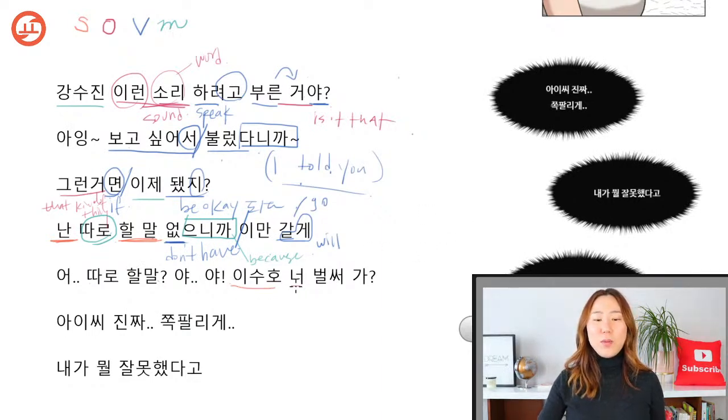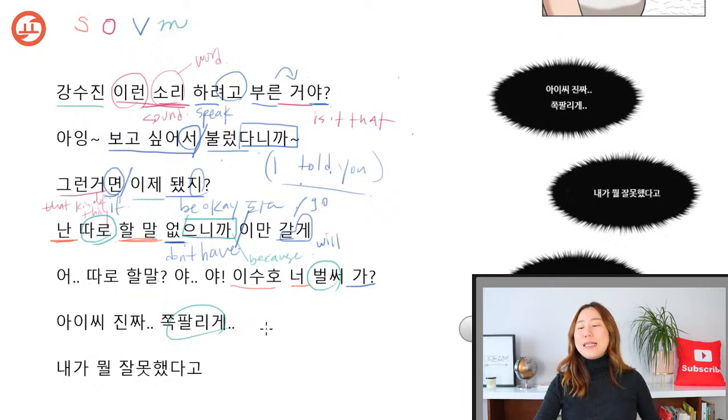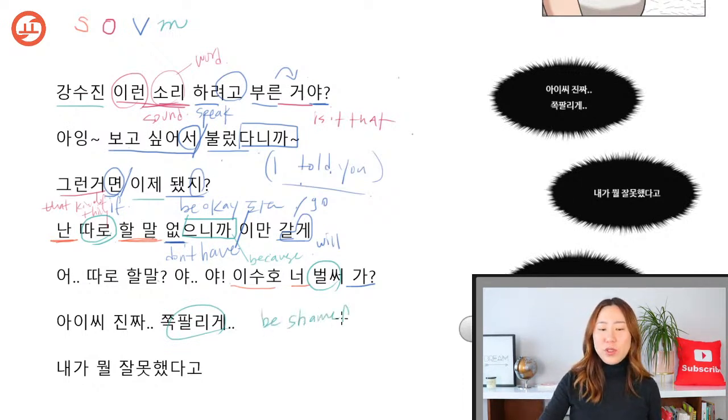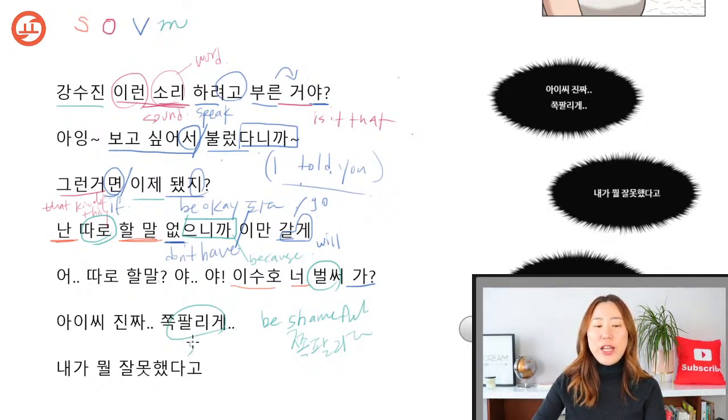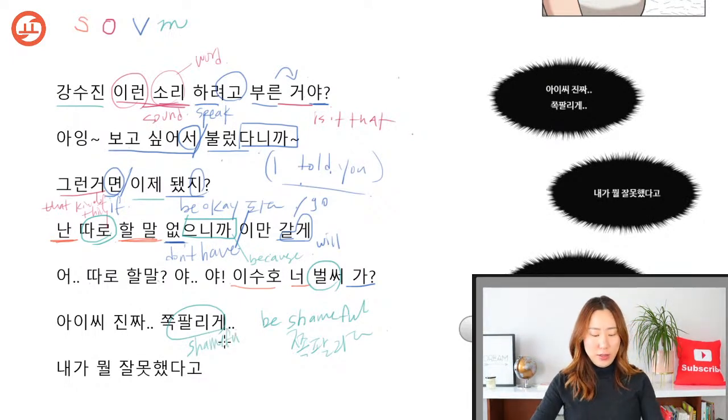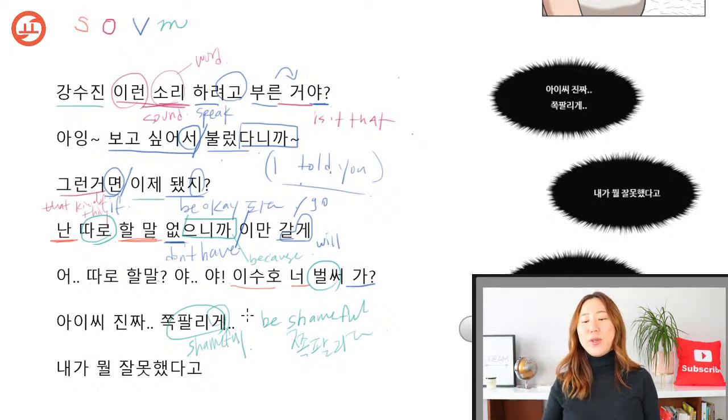이수호, 야, 너 벌써 가? You already go? Are you going already? 아이씨, 진짜 쪽팔리게. So this is like the kind of slang. 쪽팔리다. 쪽팔리다 is to be shameful. 본 적 있으세요, 이거? To be shameful. 쪽팔리다. Here, 쪽팔리게 means shamefully. But what did I write here? Shameful. I just wrote shameful. But this is an adverb. But what a shame. You can interpret it as what a shame.